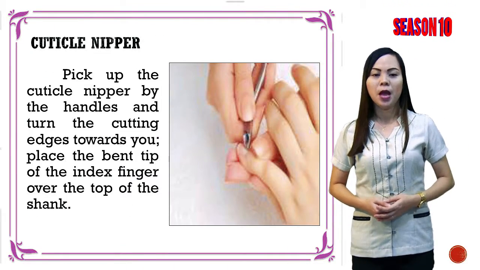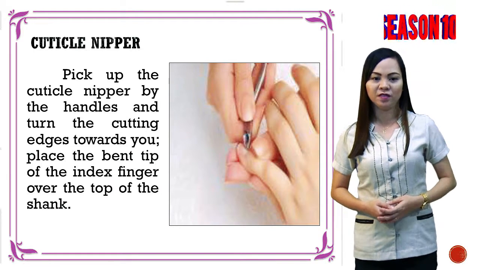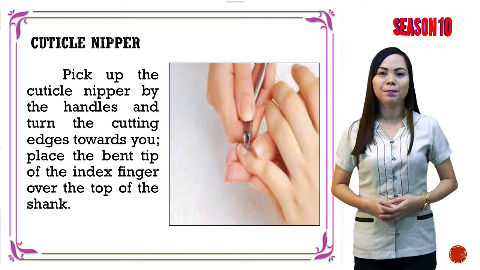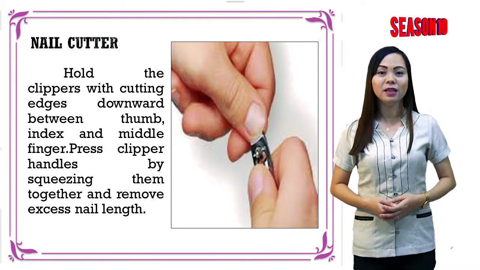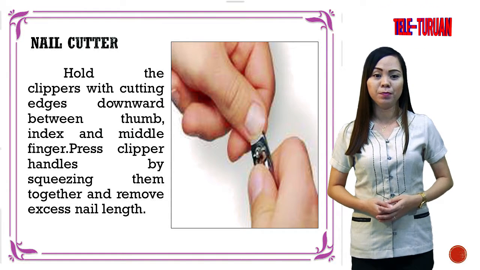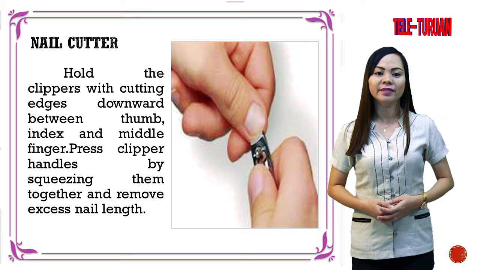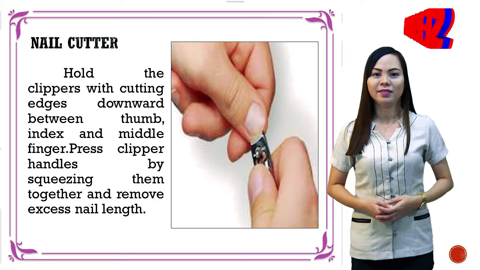Cuticle nipper. Pick up the cuticle nipper by the handles and turn the cutting edges towards you. Place the bent tip of the index finger over the top of the shank. Nail cutter. Hold the clippers with cutting edges downward between the thumb, index, and middle finger. Press clipper handles by squeezing them together and remove excess nail length.